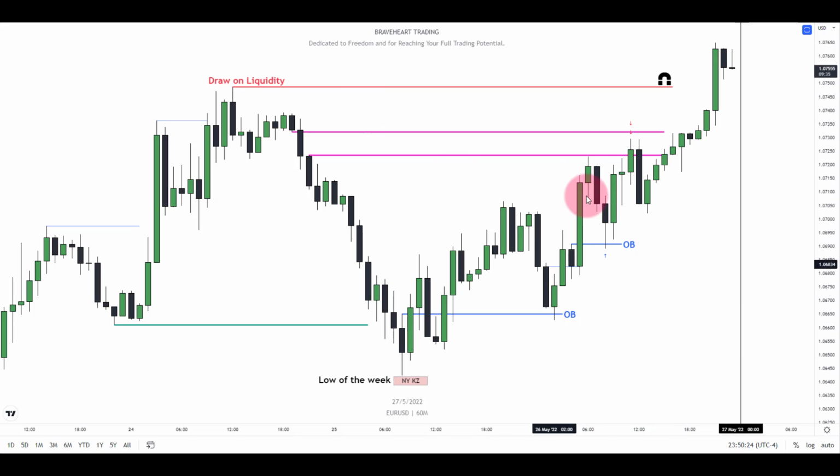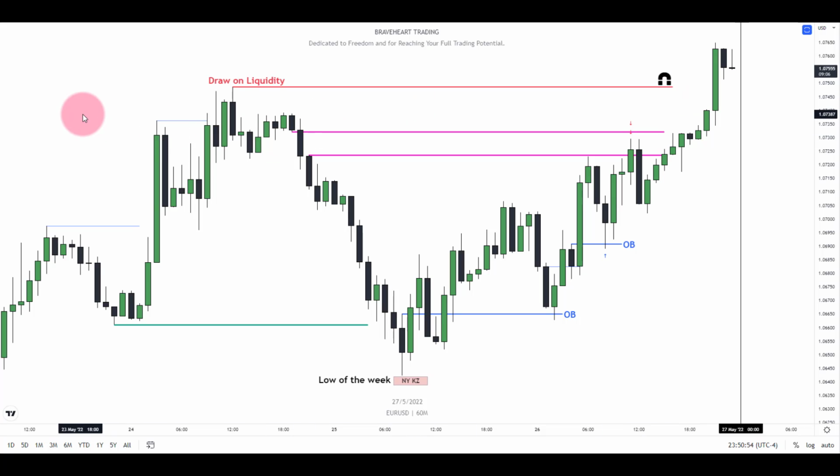So I got out here at the end of London's session, and since we had news late in the day, I was expecting that news to create some sort of Judas swing again, and that's why I framed my New York session trade off this subordinate order block. Now with this subordinate order block, this was acting as my draw on liquidity.